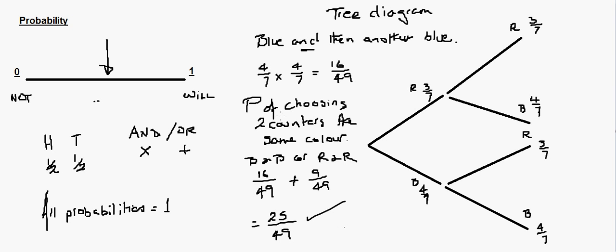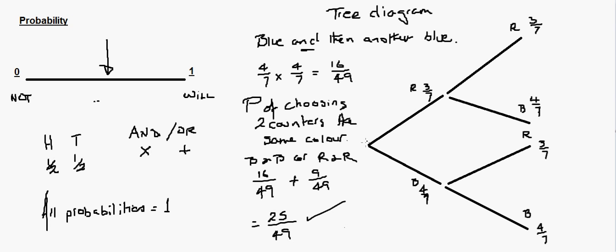And they're very fond of this, choosing two colours the same, by taking out and or from the question. So you just have to rewrite the question so that you know where you're going to multiply and where you're going to add. Okay? So hopefully you can see it's not too difficult. What's important is you know the and or rule. You know all probabilities equal 1. So a probability of 0 will not happen. Probability of 1 will happen.